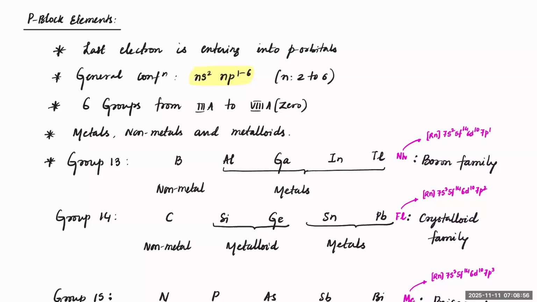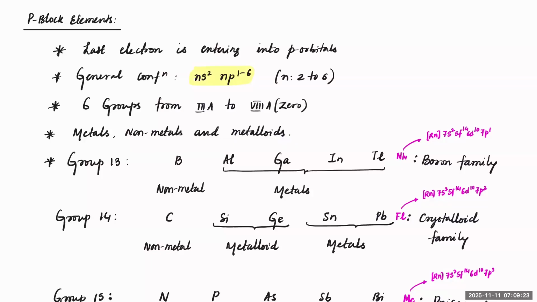P block, last electron is entering into the P orbital. The general configuration is important to understand. Ns2, np1 to 6. And n can vary from 2 to 6. So 6 groups from 3A to 8A. 8A is also called the zero group. And you see metals, non-metals and metalloids, all of them are present in it.